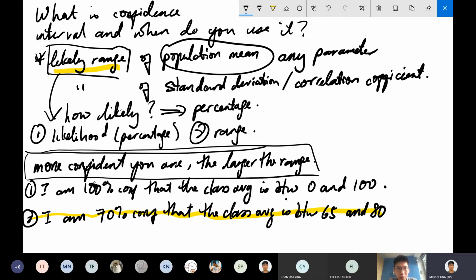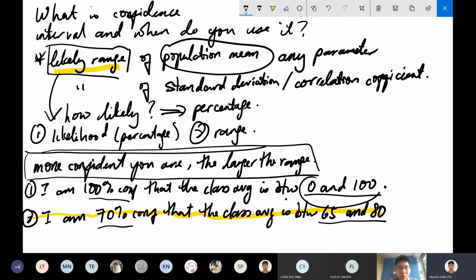If I want to be more confident, I have to expand the range, essentially. If you say 65 to 80 is too wide and I want to reduce this range, automatically I reduce the confidence. So it is a trade-off between how confident you want to be and the range that you can accept. This is how a confidence interval works.